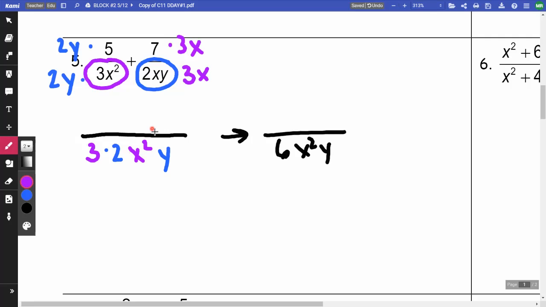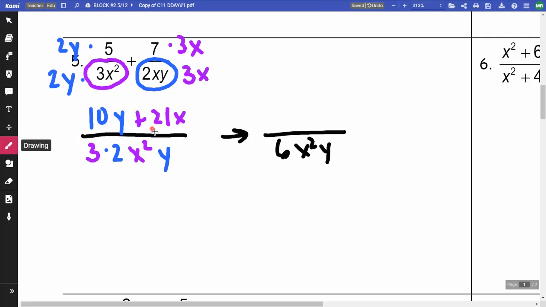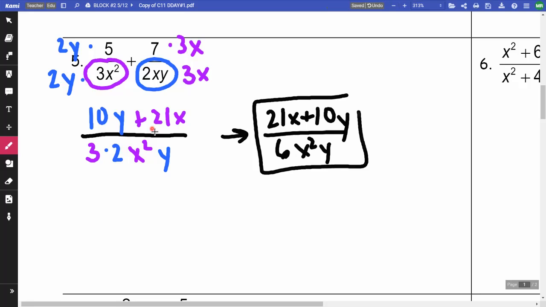And so when I do that math, I'm going to get a 10y plus 21x. And so let's see, I think I'm going to write my 21x first and then my 10y. It doesn't matter. I can't divide anything from every number. I don't have an x in everything. I don't have a y in everything. So that's your answer.